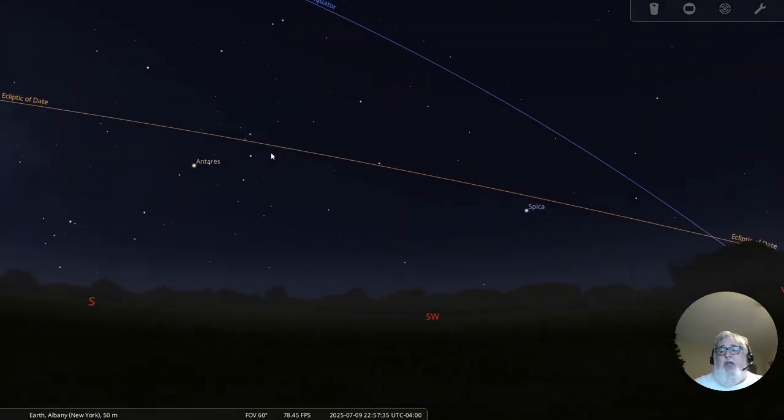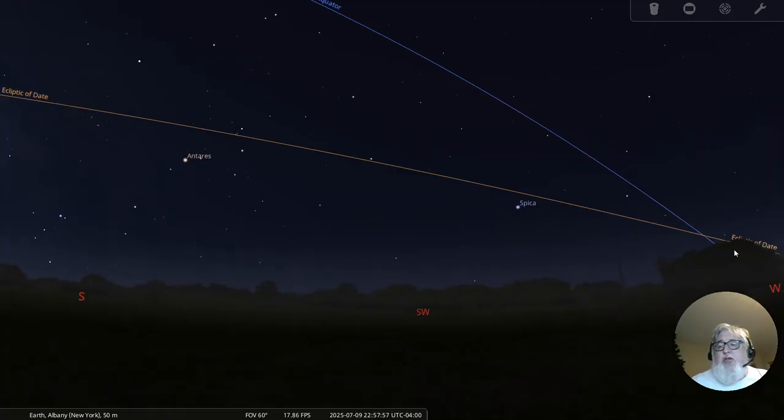So let's come over here, and you'll notice there's a spot where the ecliptic and the celestial equator cross. This would be the vernal equinox, and the other one would be the autumnal equinox. In other words, the days of equal light and darkness.